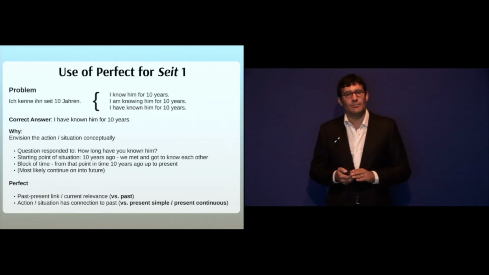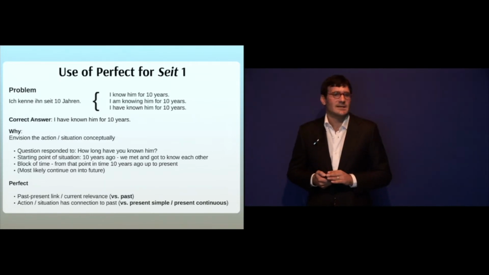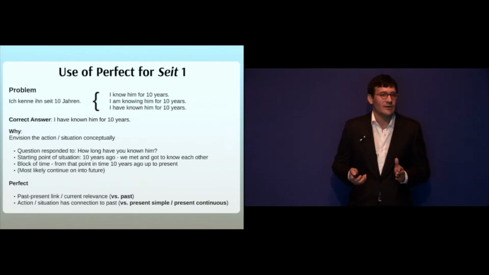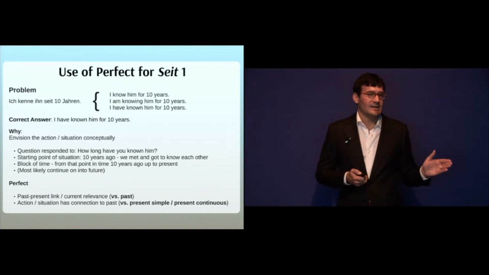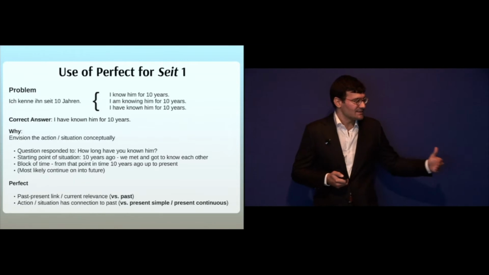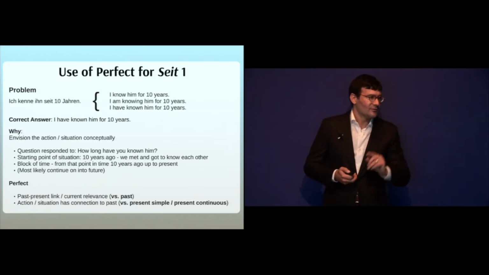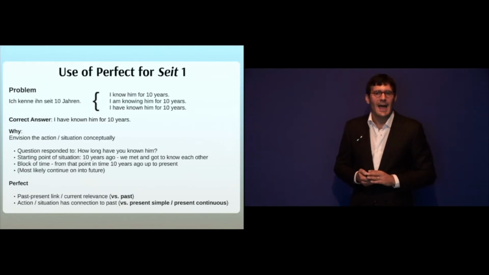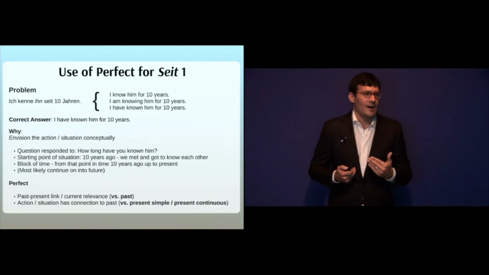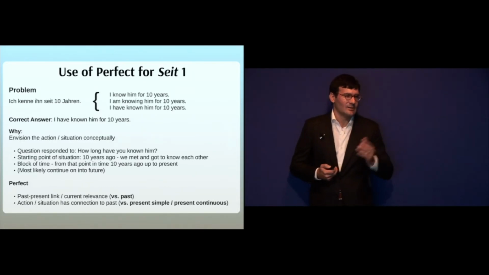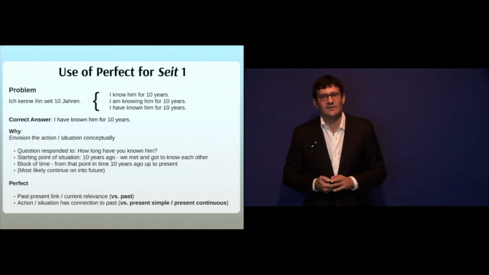So why do we use the perfect here? The starting point of the situation was 10 years ago. Let's say we met in a bar, we got to know each other. We're dealing with a block of time from that point in time, 10 years ago, up to the present time, me standing here with my friend saying, yes, I've known that guy for 10 years. And this action will most likely continue on into the future. I'm not going to die now. He's not going to die. That guy's not going to die in the next maybe 2 seconds. So this will most likely continue on into the future.